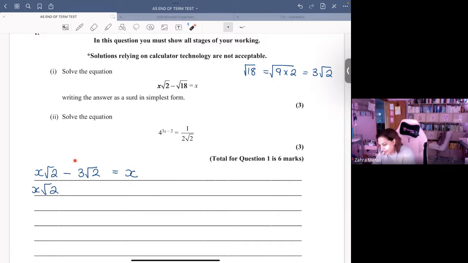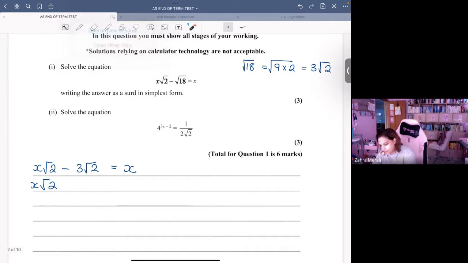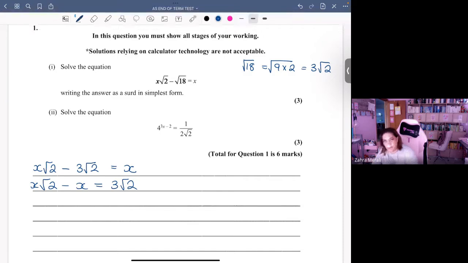So I'm going to get x root 2 minus x. And at the same time, I'm going to move the minus 3 root 2 onto the other side. And hopefully that works. There we go, that's better. And I'm going to take x outside the bracket. And now I want x on its own, so I divide by it.